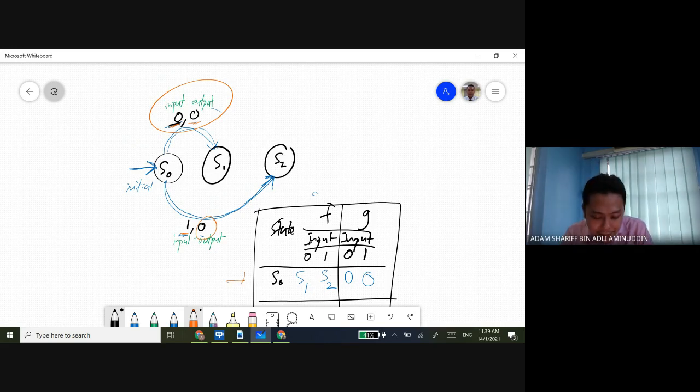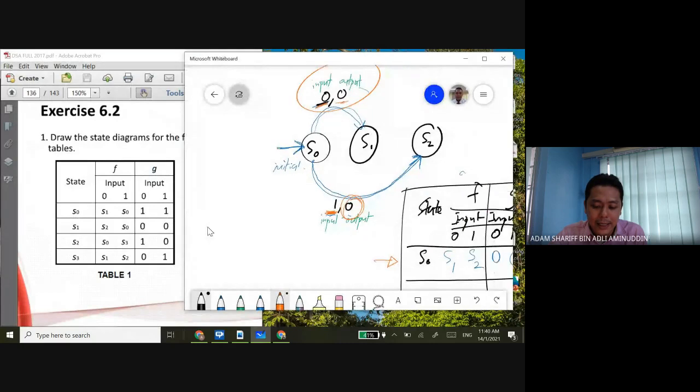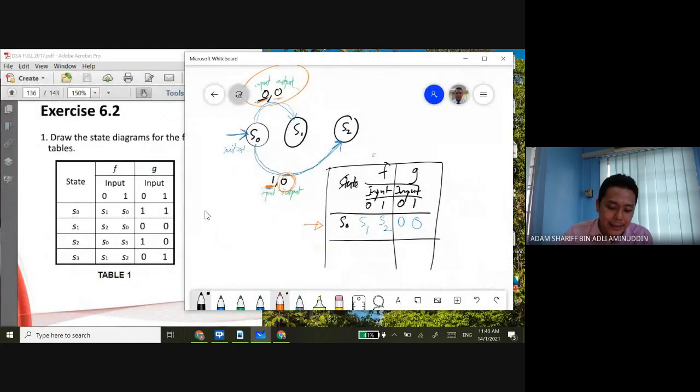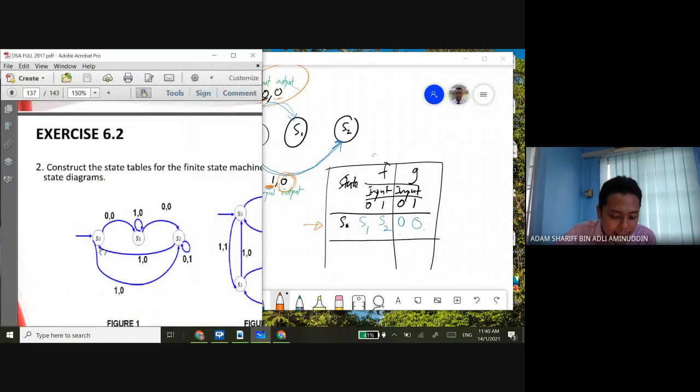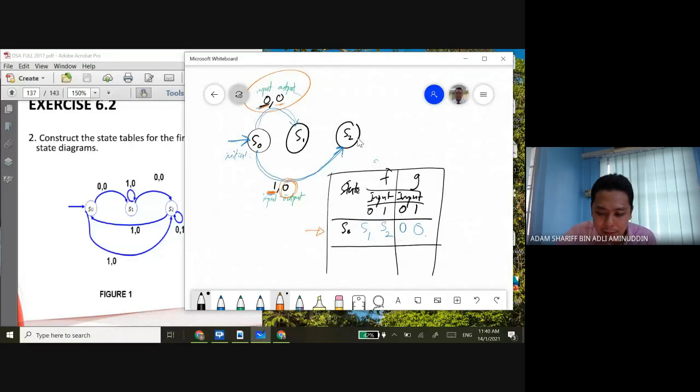That's why, dekat initial state, S0, F kamu clear lah, maksud dia. G ni, kalau input kosong, kita baca je kat atas ni, input 0, the output is 0. If G, if the input is 1 here, the output is 0, tulis kosong. Okay, mungkin tak nampak lagi, kita cuba tambah lagi state lain. Ni lukisan yang sama ni, figure 1 ni. Alright, I will expand the question right now.